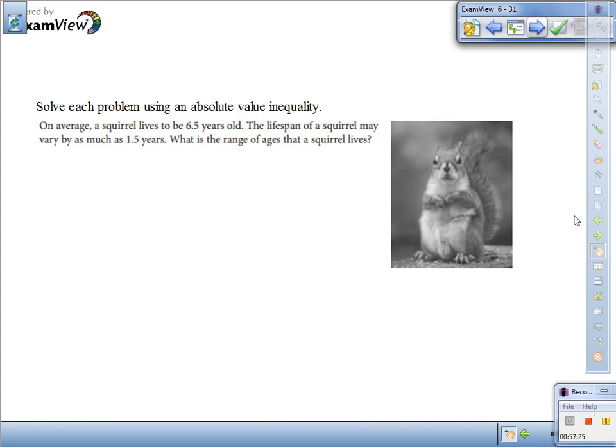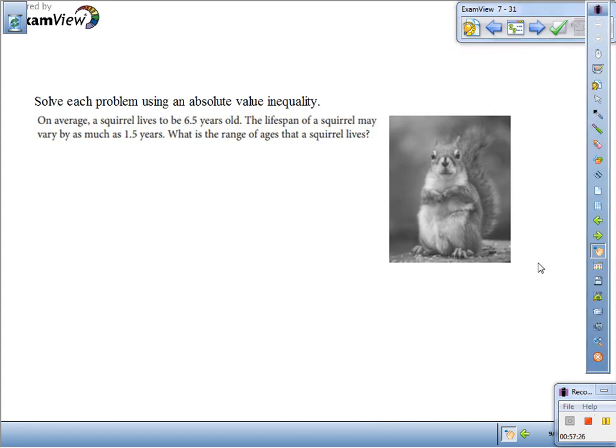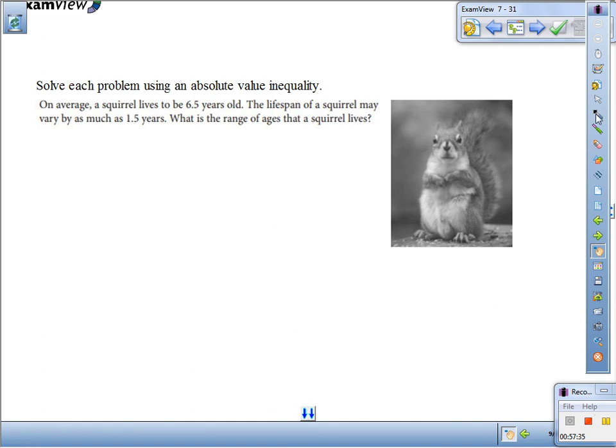Number 7. It says, solve each problem using an absolute value inequality. So I want you to double underline that so that you don't forget that now it's a what? Inequality.